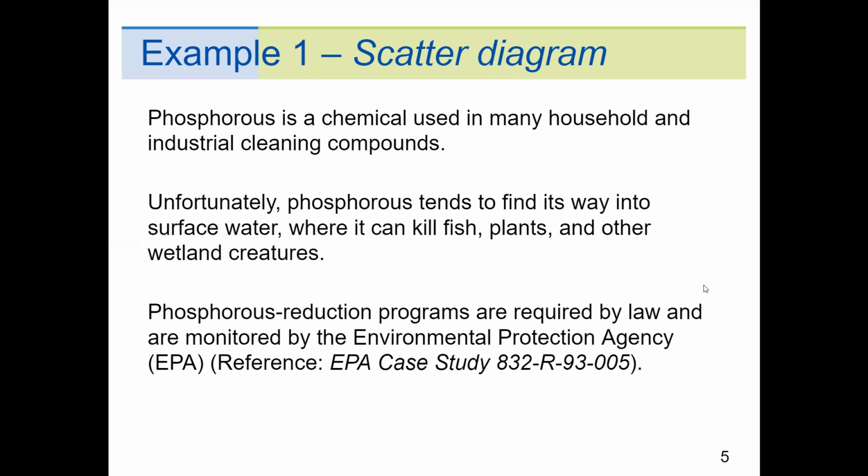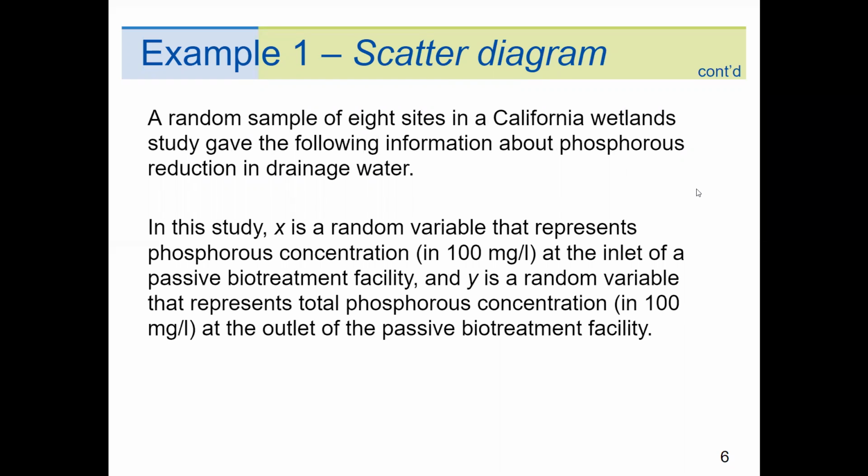Phosphorus is a chemical used in many household and industrial cleaning components. Unfortunately, phosphorus tends to find a way into surface water where it can kill fish, plants, and other wetland creatures. Phosphorus reduction programs are required by law and are monitored by the Environmental Protection Agency, the EPA. A random sample of 8 sites in California wetlands study gave the following information about phosphorus reduction in drainage water.